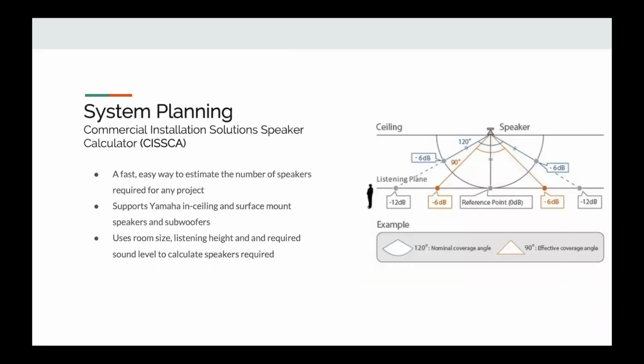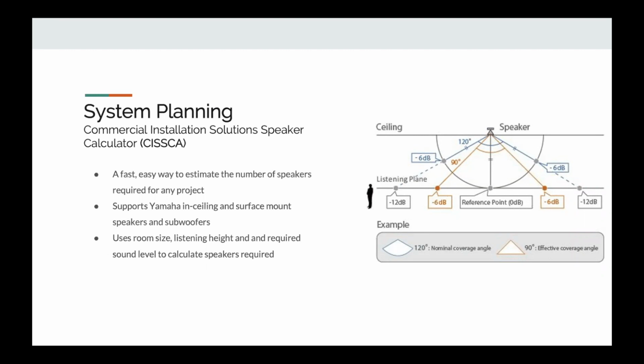In terms of software, there are 2 pieces of software that can help you plan a system. Both of these are free of charge and relatively limited because they don't necessarily take into account dispersion of audio on a horizontal plane. So the first is a product called Siska, which is a Yamaha product, and it enables you very easily to put in the dimensions of a room and then work out how many speakers you need to deploy, and where you need to deploy them.